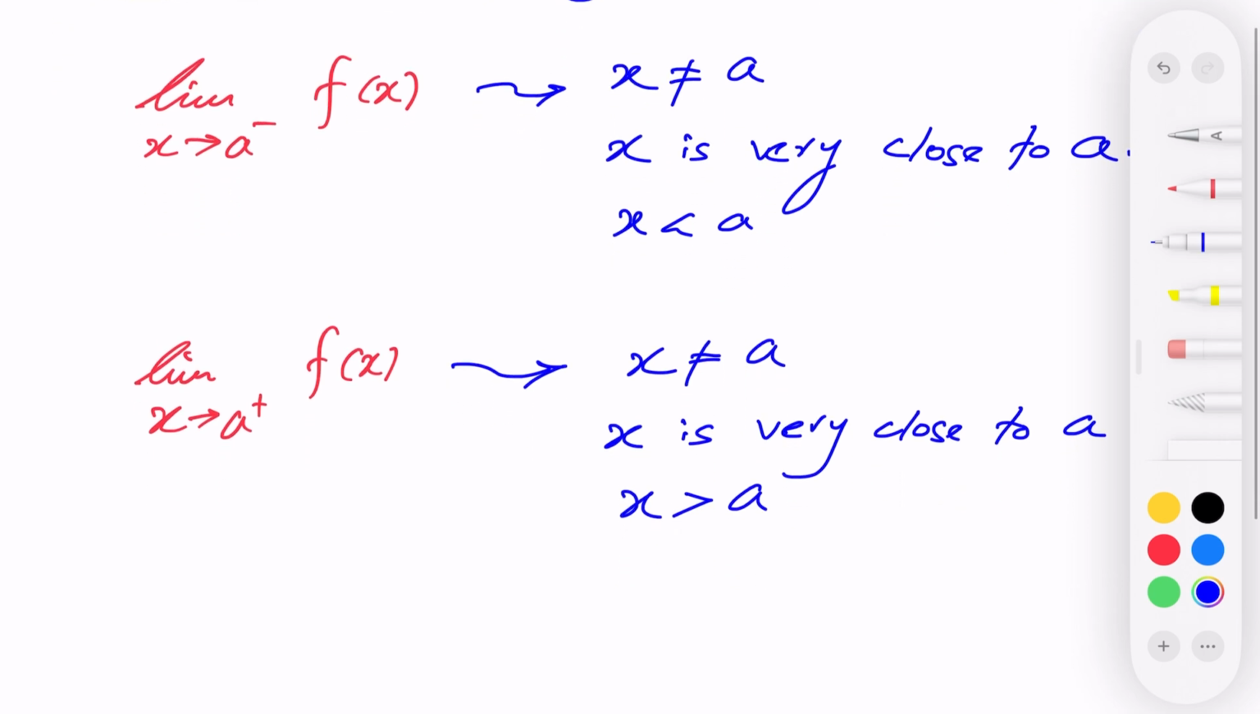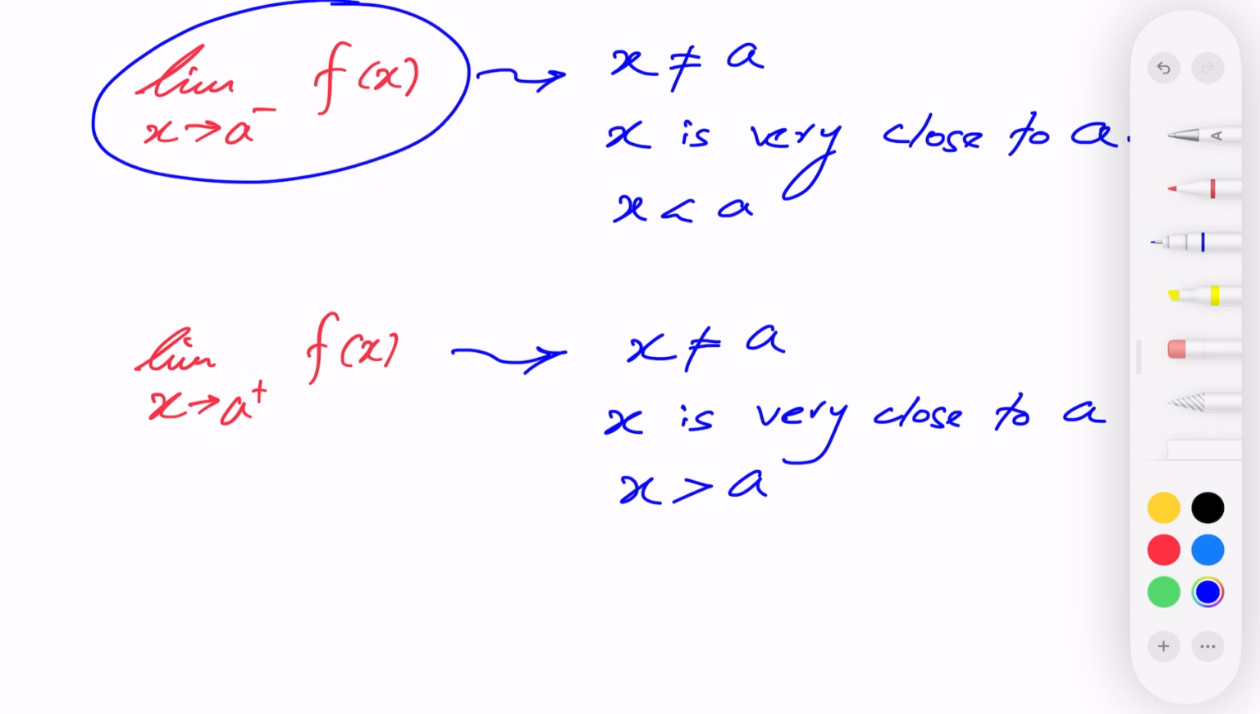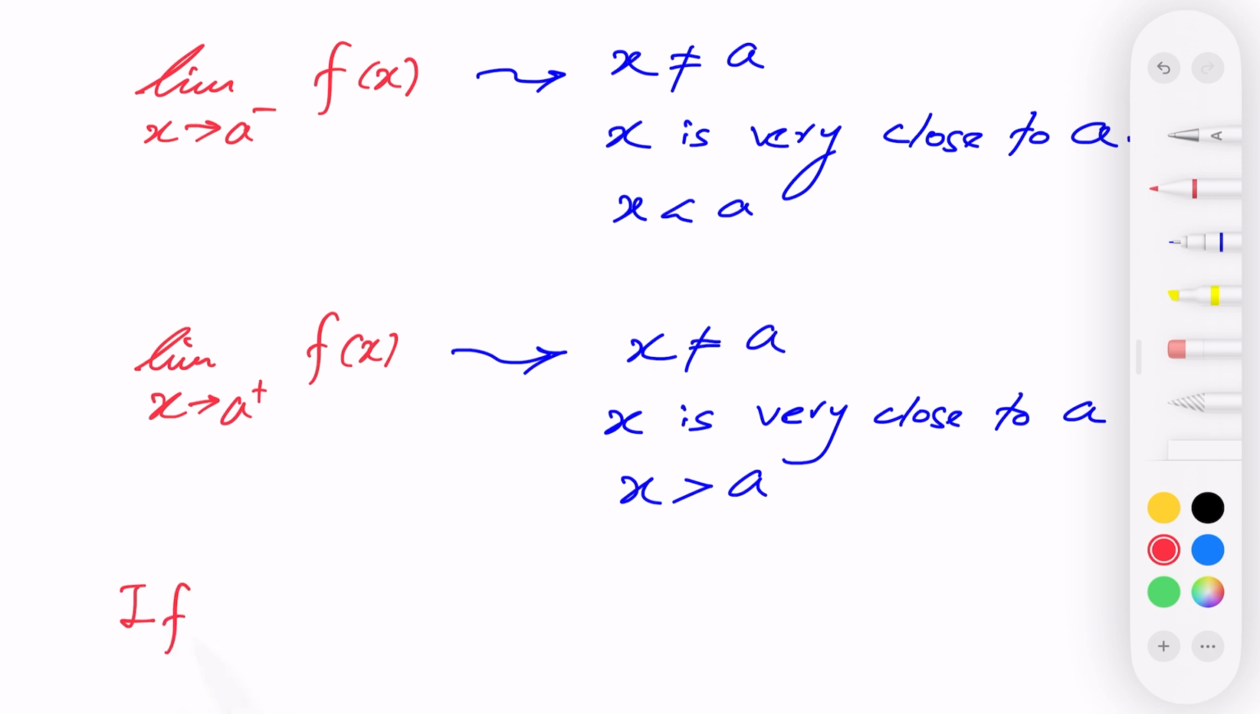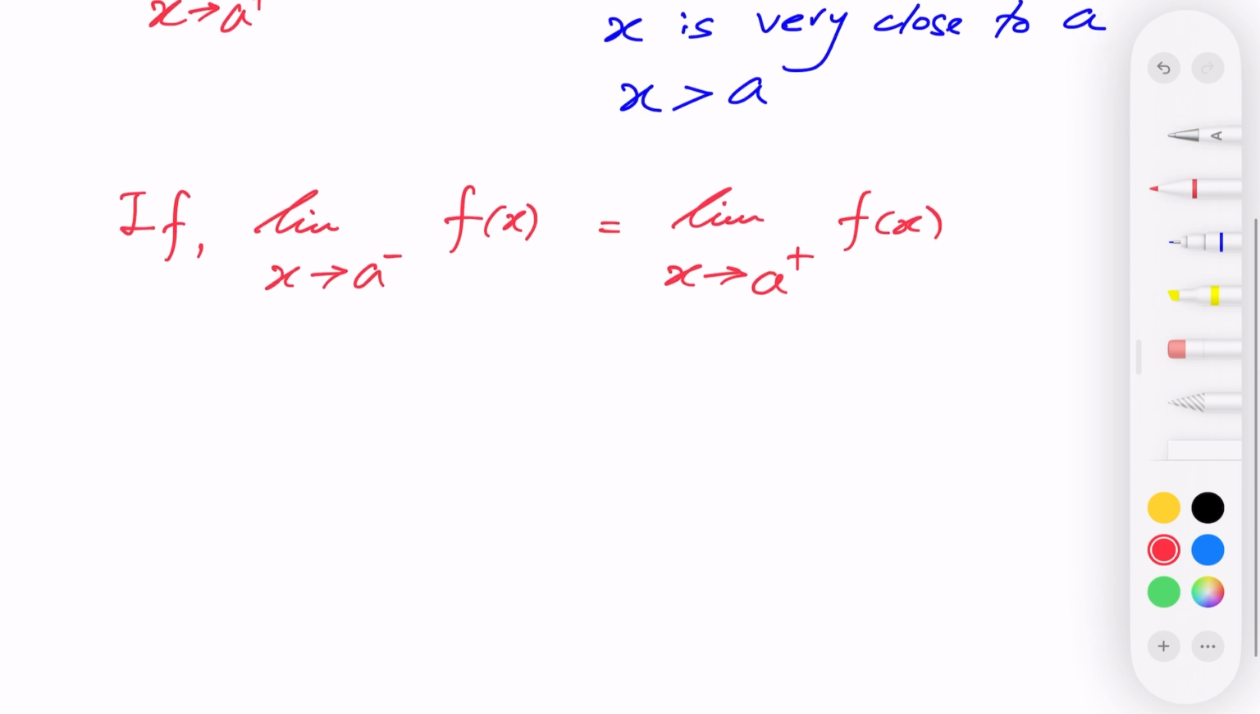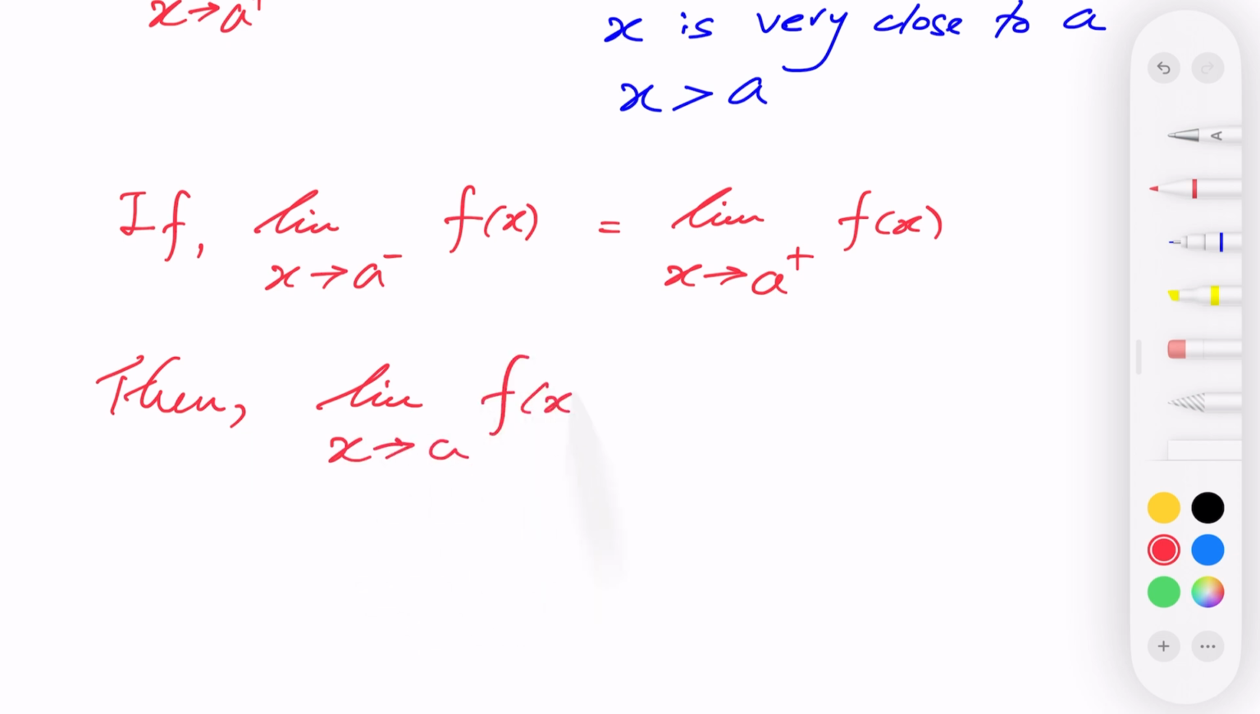And there's another thing. If the left-hand limit is equal to the right-hand limit, then we say that the limit as x approaches a of f of x exists. Let me write it down. If the limit as x approaches a from the left-hand side of f of x is equal to the limit as x approaches a from the right-hand side of f of x, then we say that the limit as x approaches a of f of x exists.